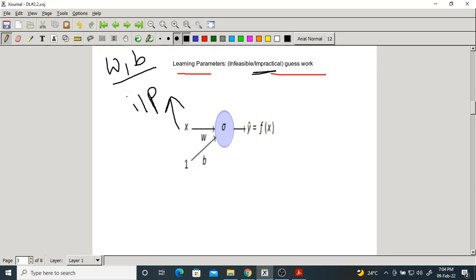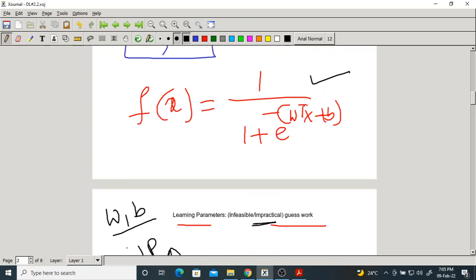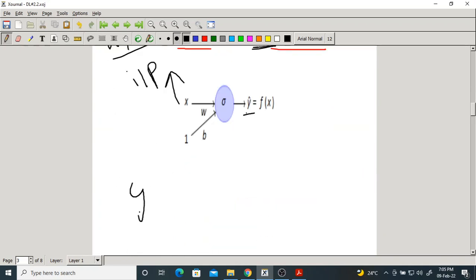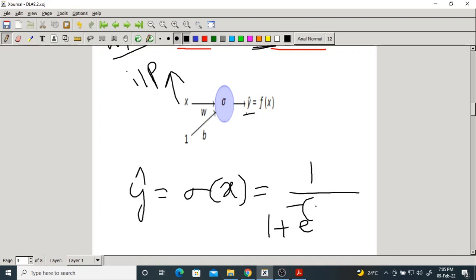Only one input. Okay, so obviously y cap is the output of the sigmoid function, that is the approximate or predicted value. Okay, so what is f of x? I wrote it just now, right? This is f of x, the sigmoid function for y cap. Otherwise, to avoid confusion, let me write like this. So y cap equal to sigma of x, that equals 1 by 1 plus e power minus w transpose into x plus b. Okay.